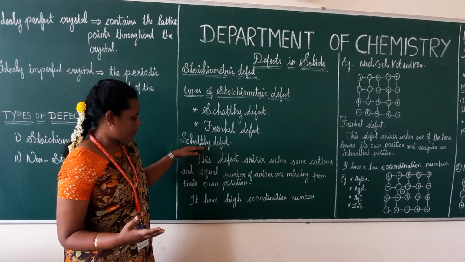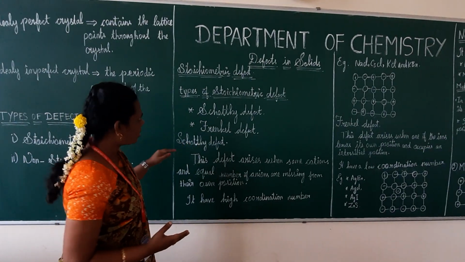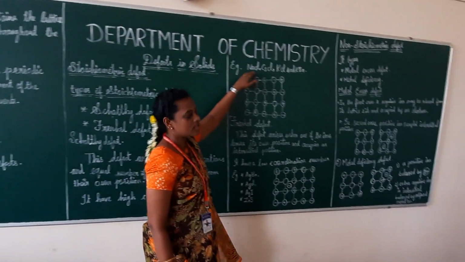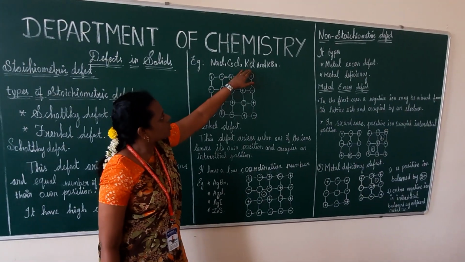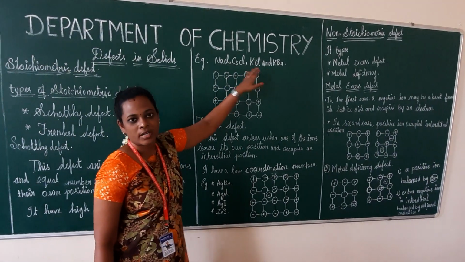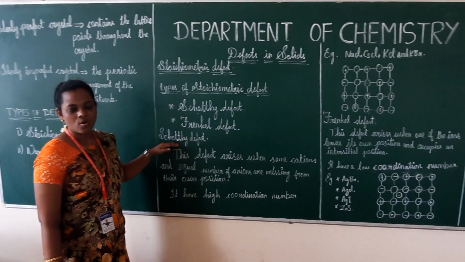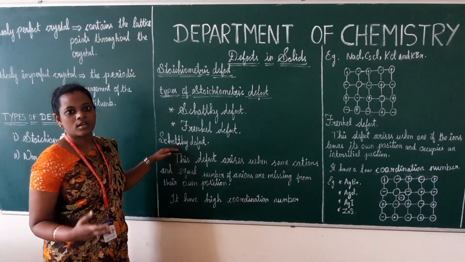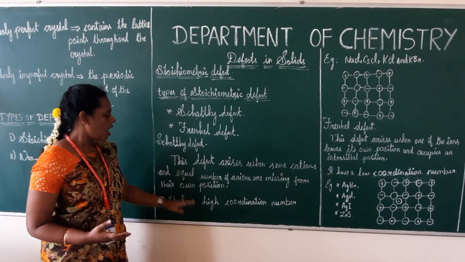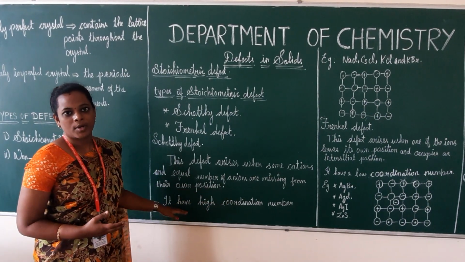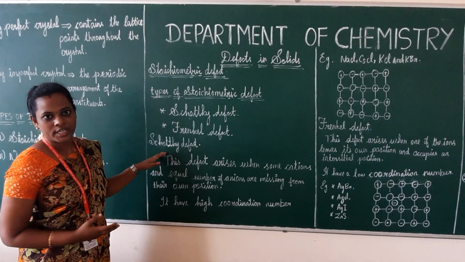Some of the examples are sodium chloride, cesium chloride, potassium chloride and potassium bromide. So, the Schottky defect generally occurs in compounds which have a high coordination number. This is called Schottky defect.